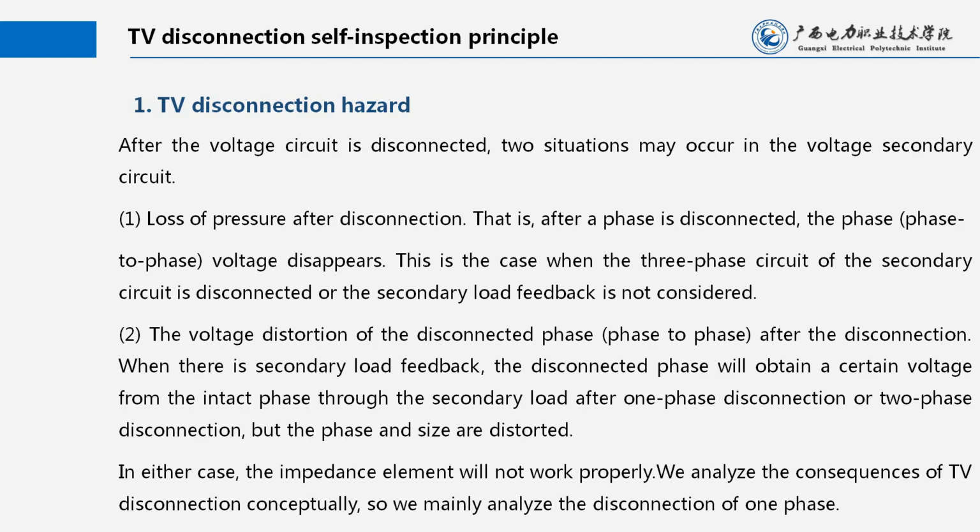When there is secondary load feedback, the disconnected phase will obtain a certain voltage from the intact phase through the secondary load after one-phase disconnection or two-phase disconnection, but the phase and size are distorted. In either case, the impedance element will not work properly. We analyze the consequences of TV disconnection conceptually, so we mainly analyze the disconnection of one phase.